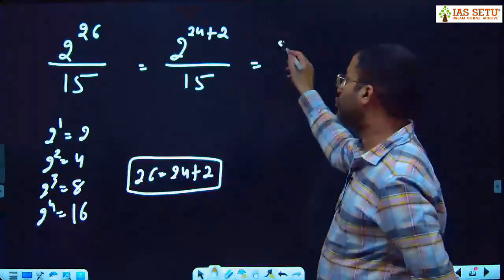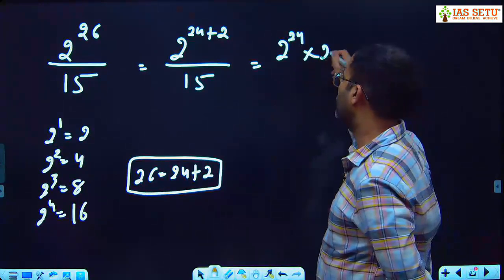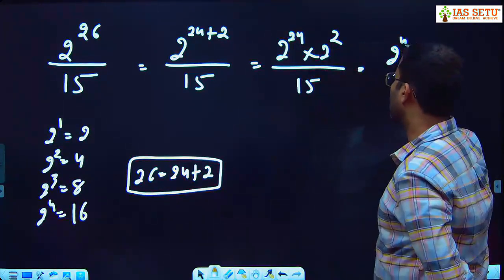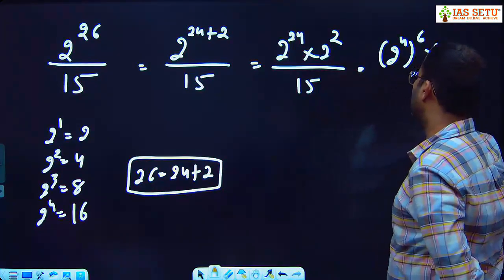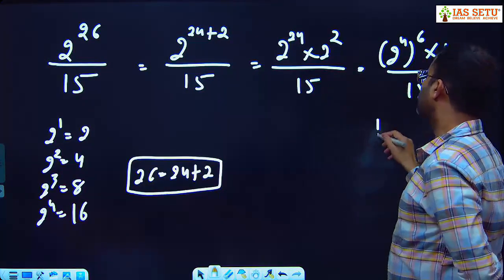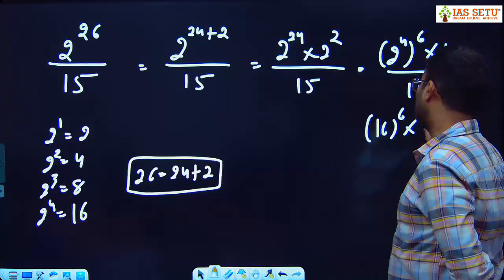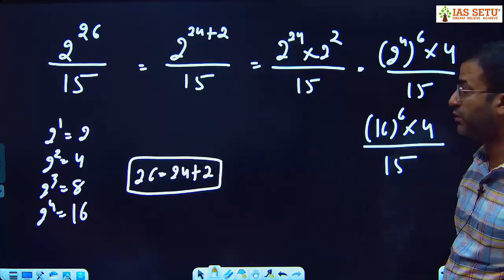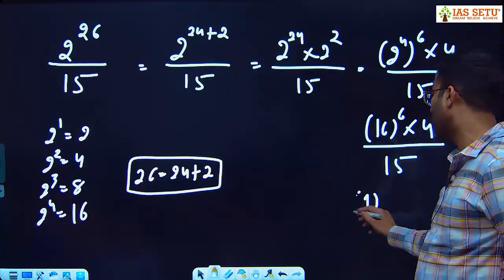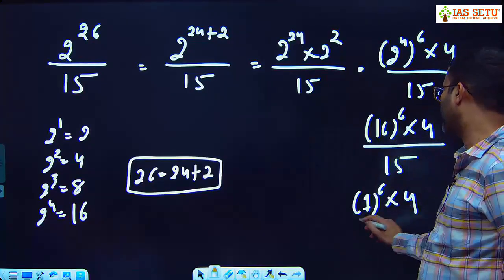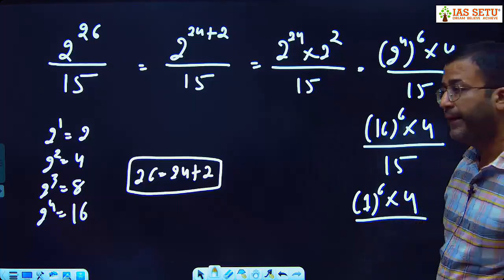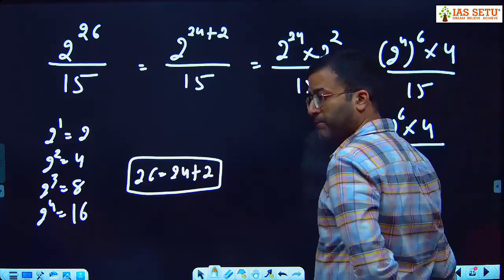Then we write it as 2 to the power 24 into 2 to the power 2 divided by 15. So then we write it as (2 to the power 4) to the power 6 into 4 divided by 15. That is 16 to the power 6 into 4 divided by 15. Every 16 with respect to 15 gives remainder 1, how many times? 6 times. This 4 with respect to 15, remainder 4. 1 into 4, your answer is 4. Clear? Fine.